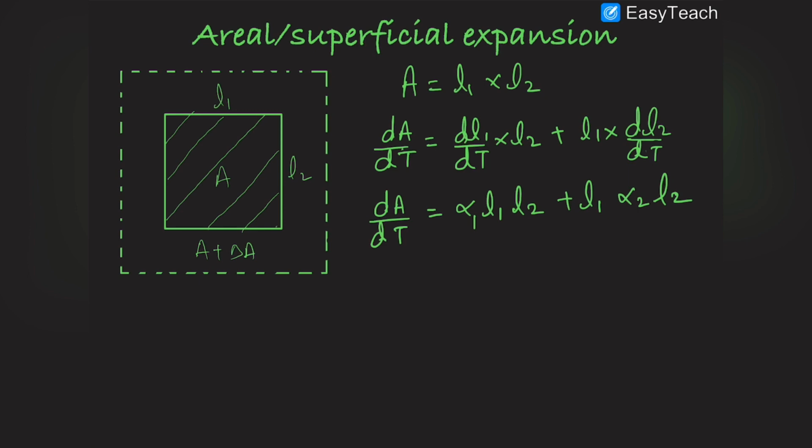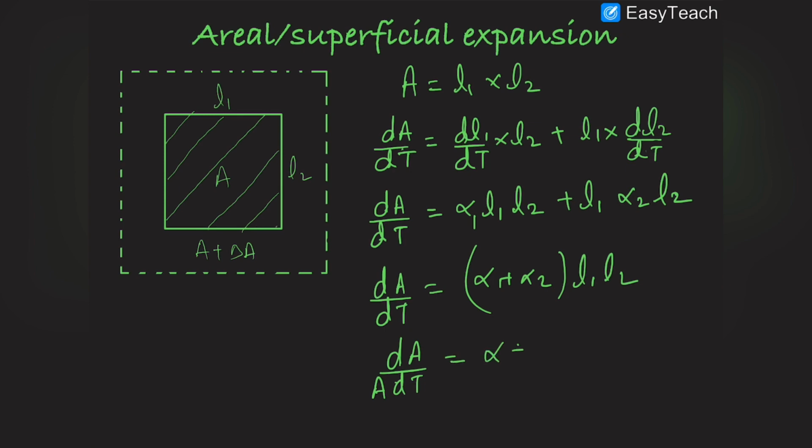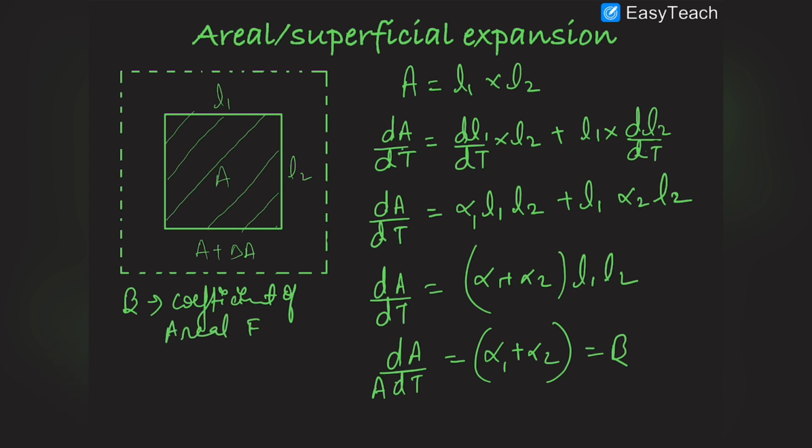Okay, so dA by dt is equal to, you can see that it is equal to alpha 1 plus alpha 2 into L1 L2, and this L1 L2 is the area. So dA by A dt is equal to alpha 1 plus alpha 2. So we can also refer to it as beta, where beta is the coefficient of areal expansion or superficial expansion.